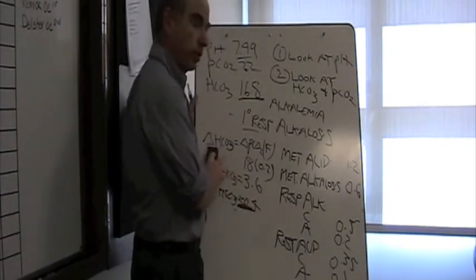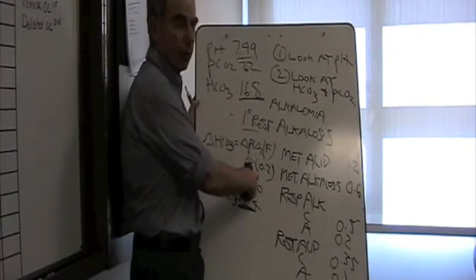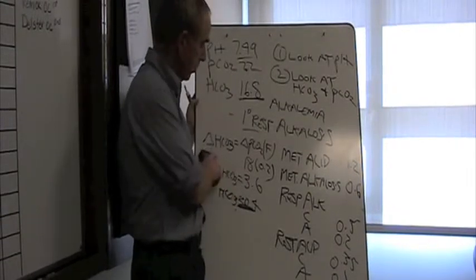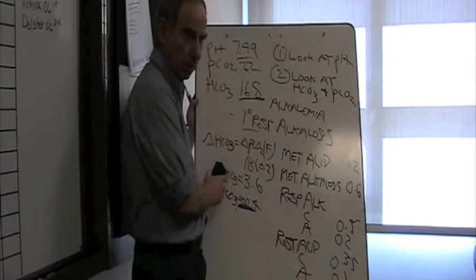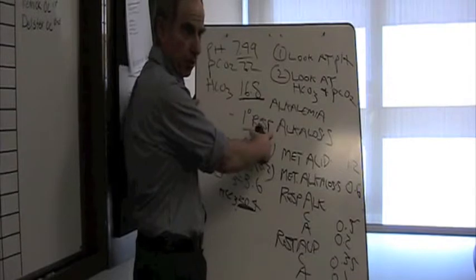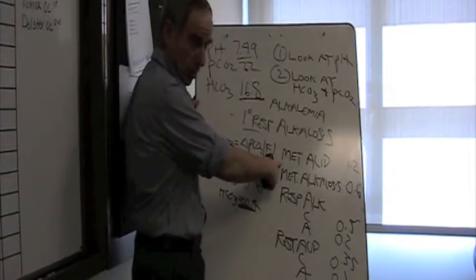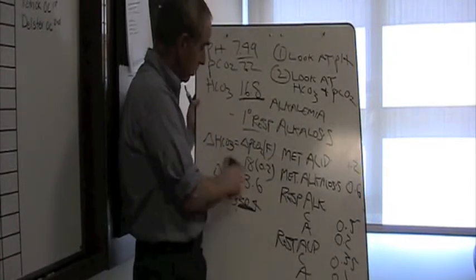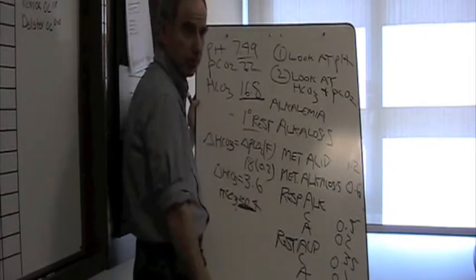So always put what you're looking for on the left side of the equation. Always put what you know on the right side of the equation. So always put the compensation you're looking for on the left. This was a primary respiratory process, so we were looking for change in bicarb. If it was a metabolic process, we'd be looking for a change in PCO2 for the compensation. So we just say change in PCO2 equals change in bicarb times the factor. Just flip it.